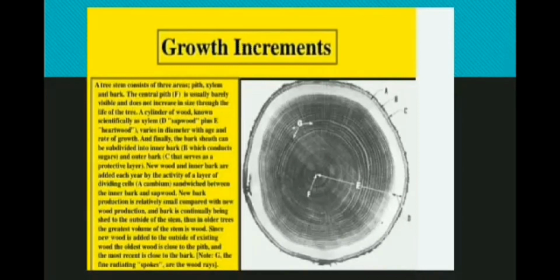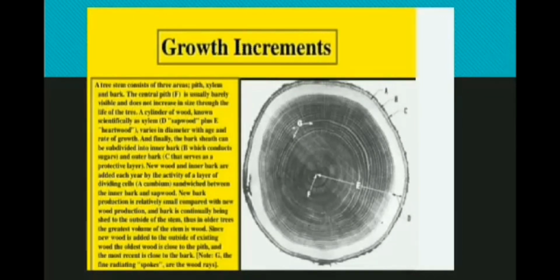A tree stem consists of 3 areas: pith, xylem, and bark. The central pith is usually barely visible and does not increase in size through the life of the tree. A cylinder of wood, known scientifically as xylem, the D sapwood plus E heartwood, varies in diameter with age and rate of growth. And finally, the bark sheath can be subdivided into inner bark, B, which conducts sugars, and outer bark, C, that serves as the protective layer.